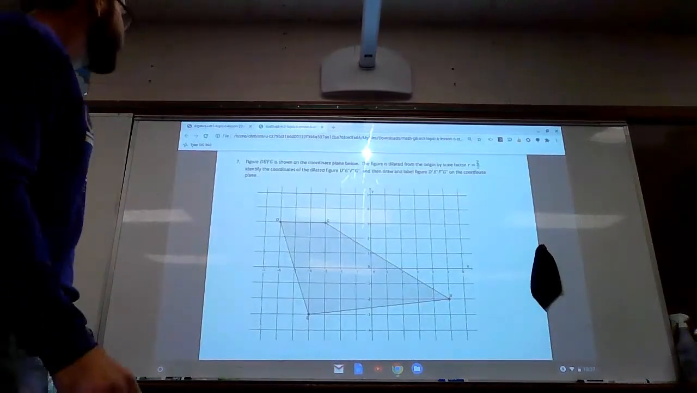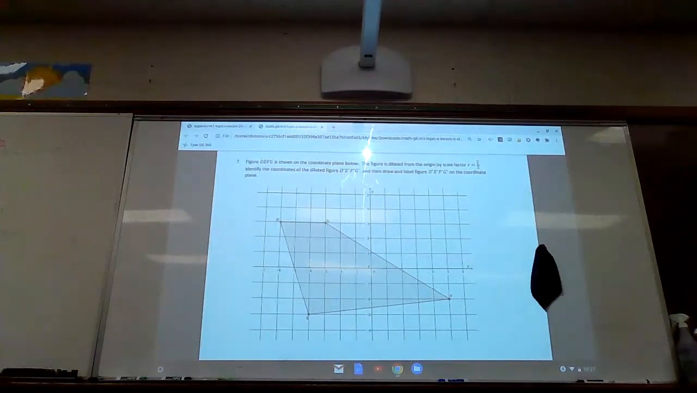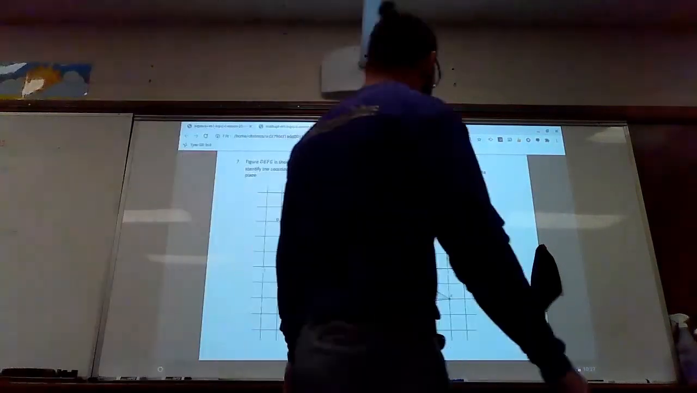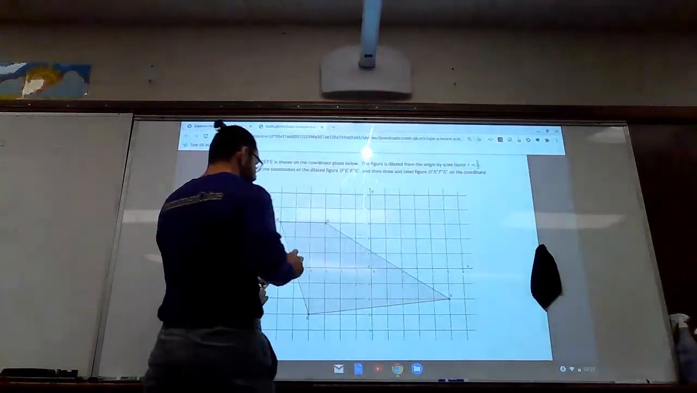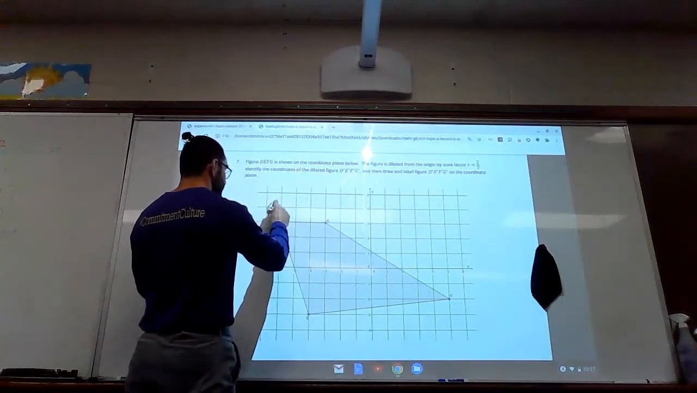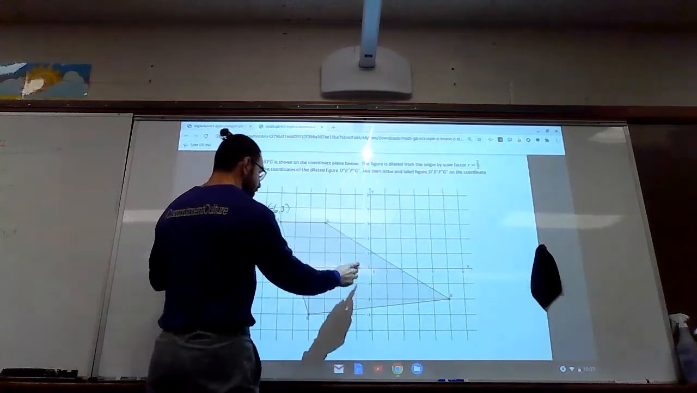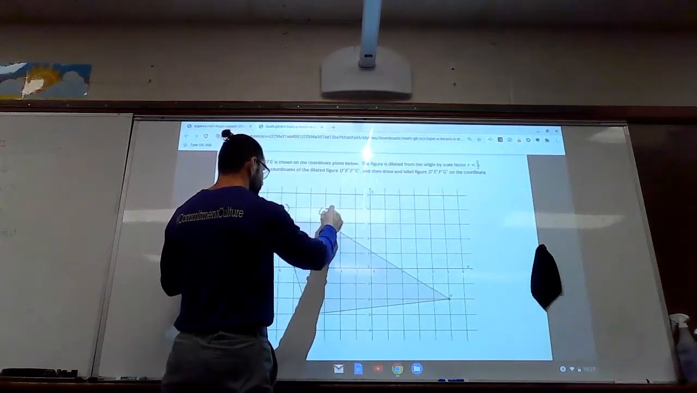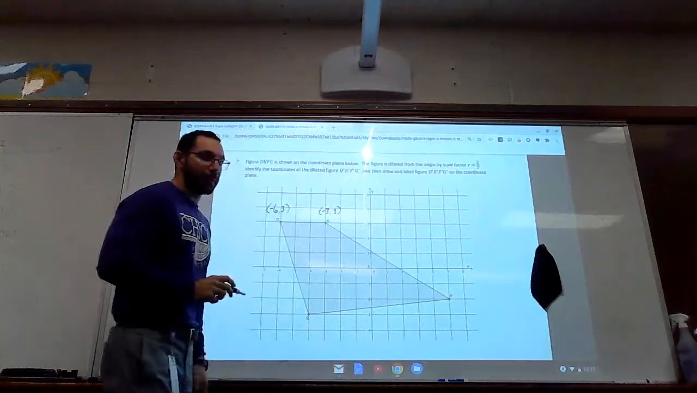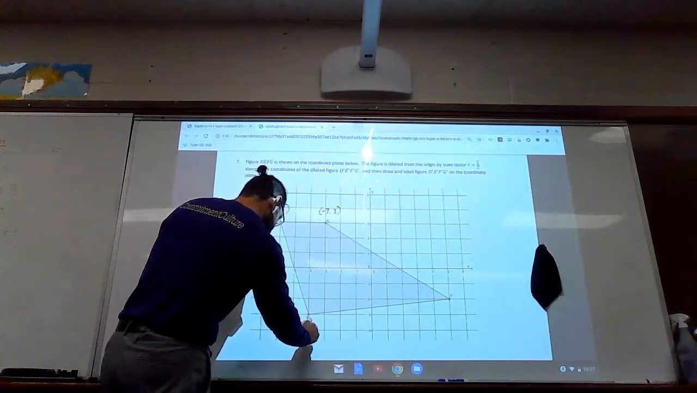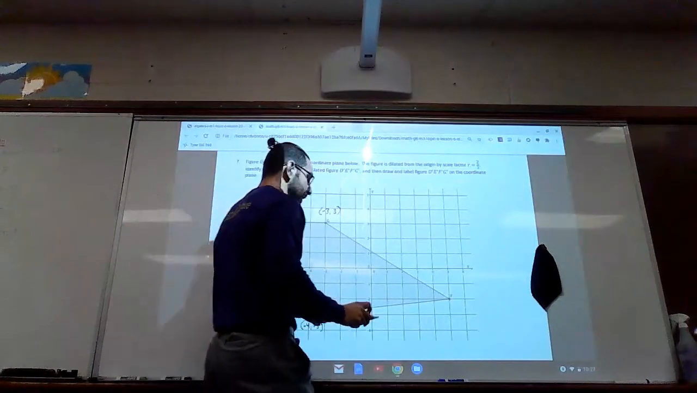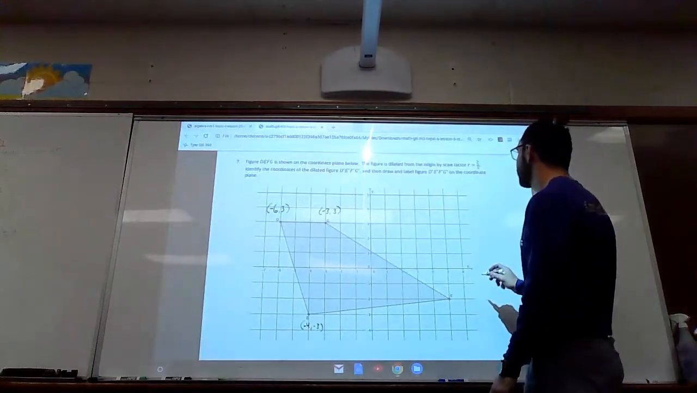So here's DEFG. The figure is dilated by a scale factor of 2/3. Identify the coordinates. So D is at -6, 3. G is at -3, 3. Notice what I'm doing first. I'm labeling the points. E is at -4, -3. And F is at -5, -2.